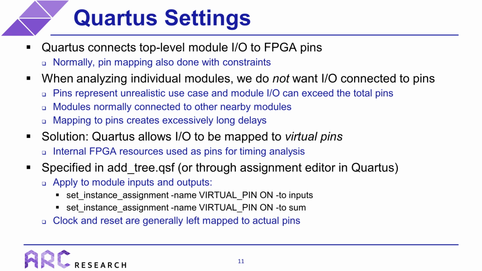Generally, we want to apply virtual pins to all module I/O except the clock and reset. So in this case, we have two instances of this set instance assignment command, which turns on virtual pins for the signal specified after the to flag. So in this case, the first command enables virtual pins for the inputs array, and the second command enables virtual pins for the sum output.